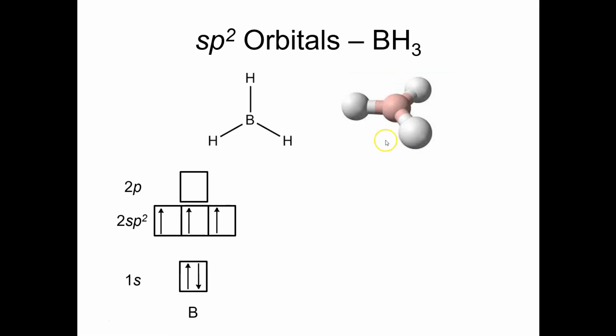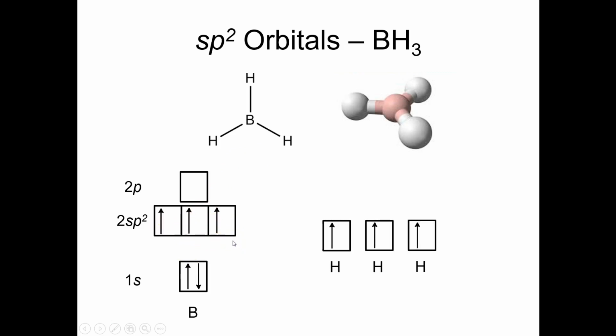So now instead of sp hybridized, I am sp2 hybridizing, taking the s at the 2 level and 2 of the p's to make 3 sp2 orbitals. Boron's got 5 electrons, so when I populate the orbital energy diagram, I've got 3 half-filled hybrid orbitals. I can bring in 3 hydrogens with their half-filled 1s orbitals, and I can get overlap to give me this molecule.